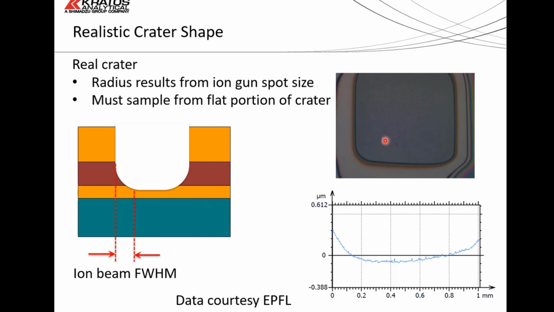And this is some example data of what one of our actual craters look like. This was donated to us from EPFL. So you can see on the top right-hand corner this is a top-down photograph after etching. They had some kind of multi-layer sample. So you can see this grey here is the bottom of the crater, and you can see these bits around the side of the edges of the crater.